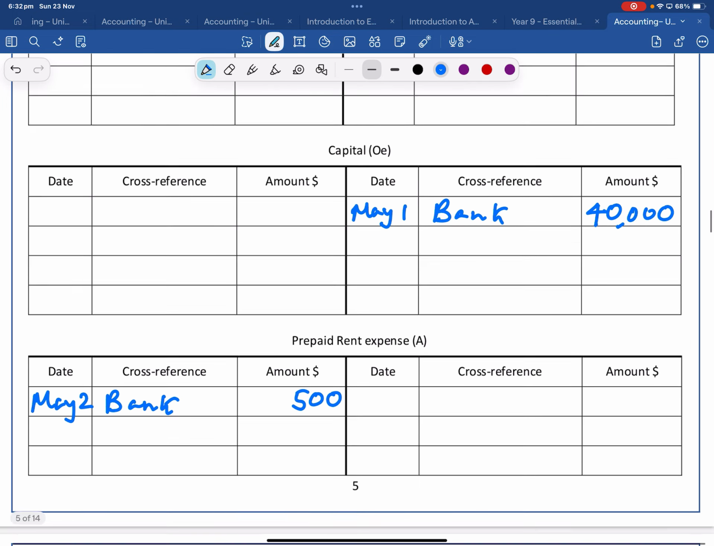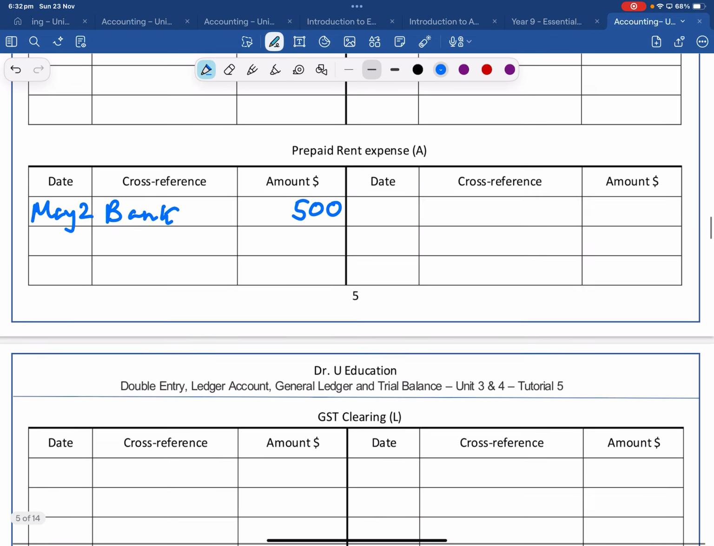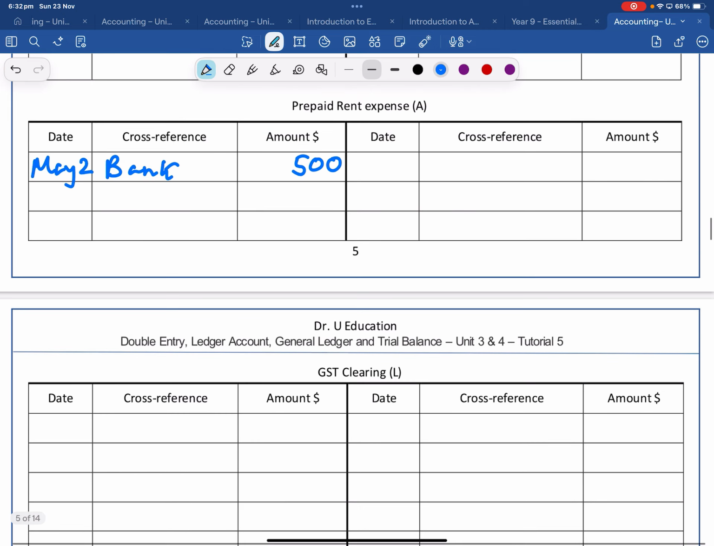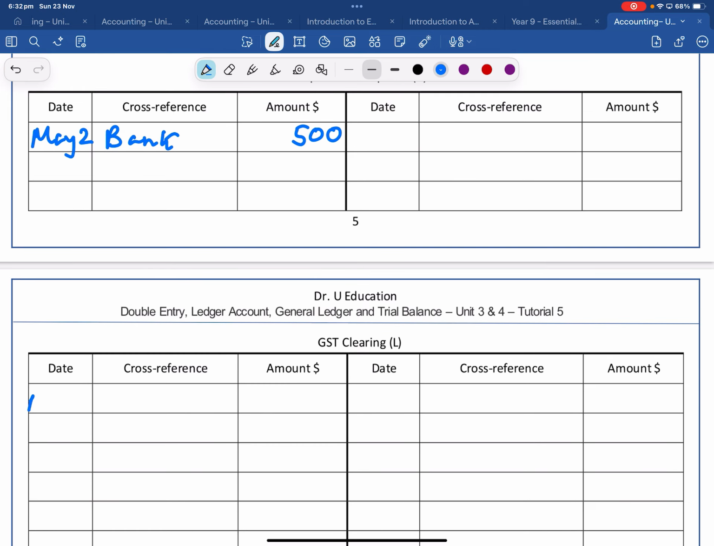Then prepaid rent, what happens? Bank, 500. GST, what happens? 50 on the debit side. What's the cross reference? Bank. Again bank.